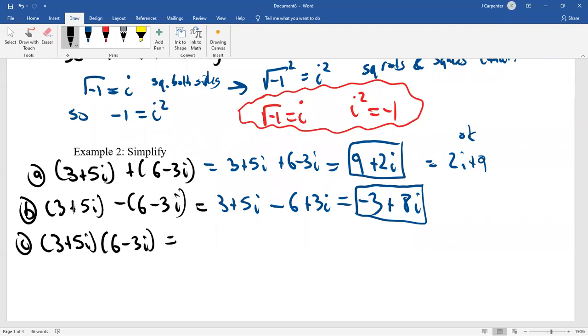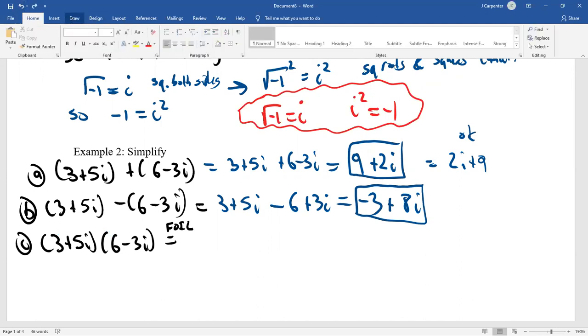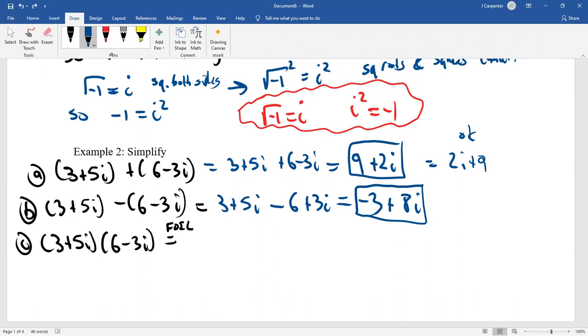So this one you're going to have to FOIL. First, outer, inner, last. So first is the 3 times the 6, 3 times 6 being 18. The outer is the 3 times the negative 3i. 3 times negative 3 is negative 9, so that would be a negative 9i.